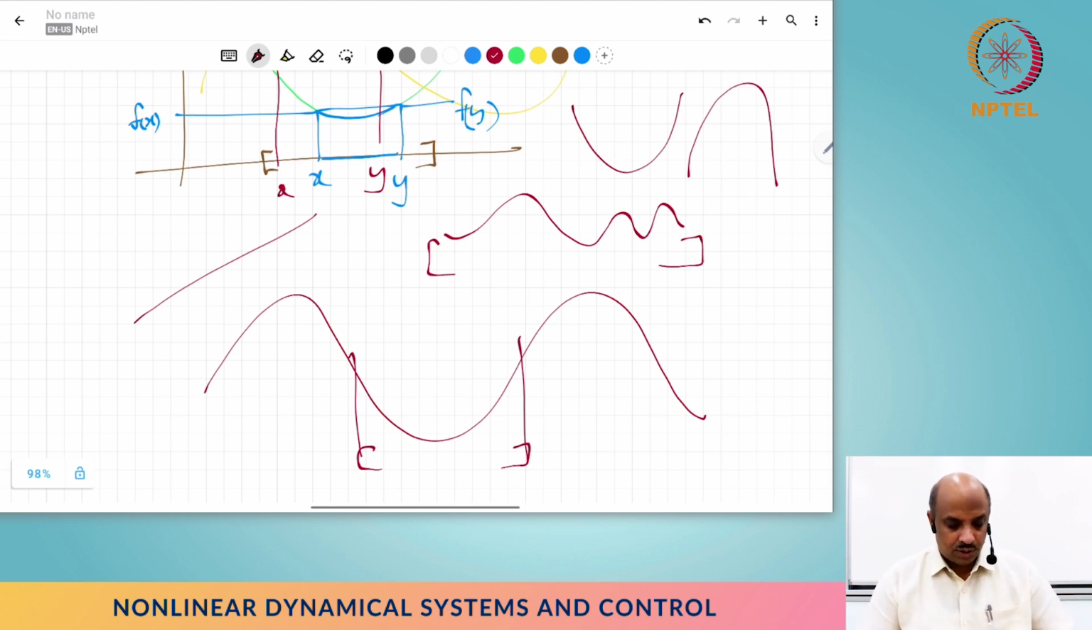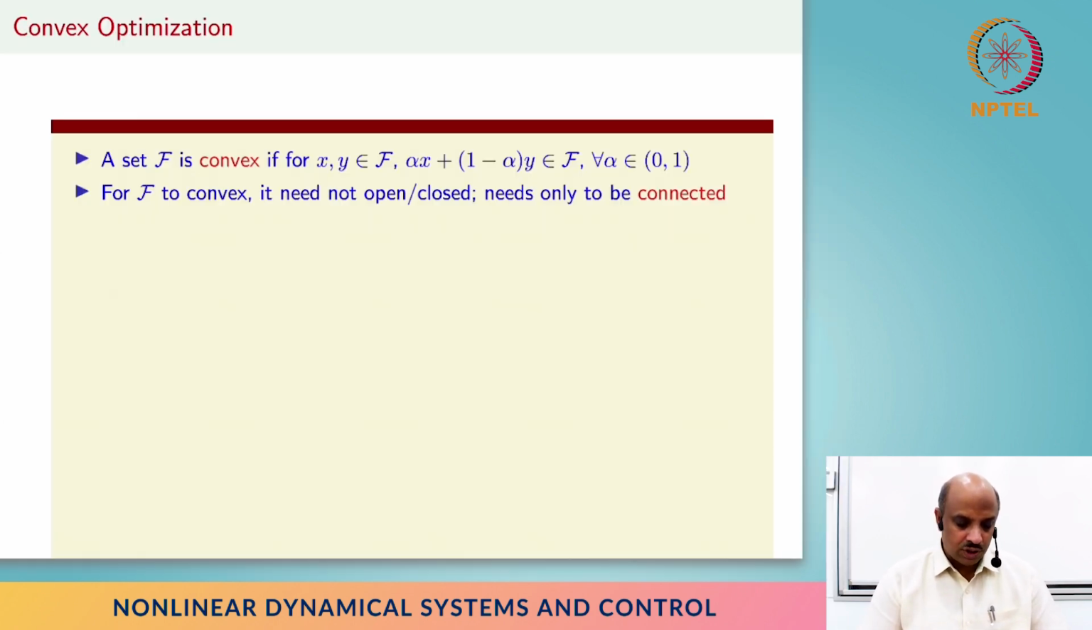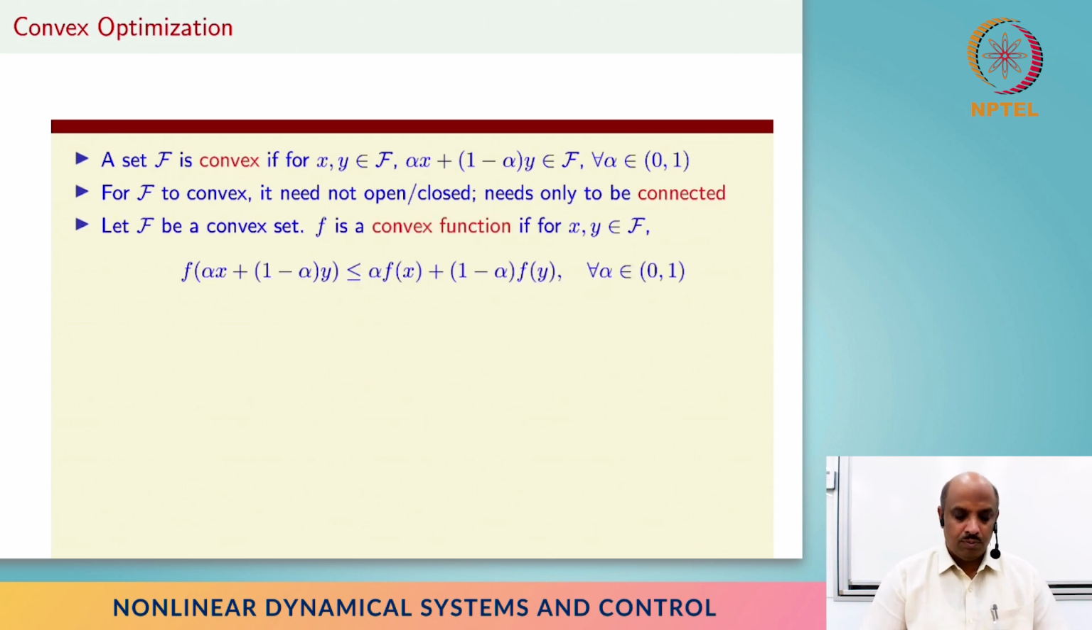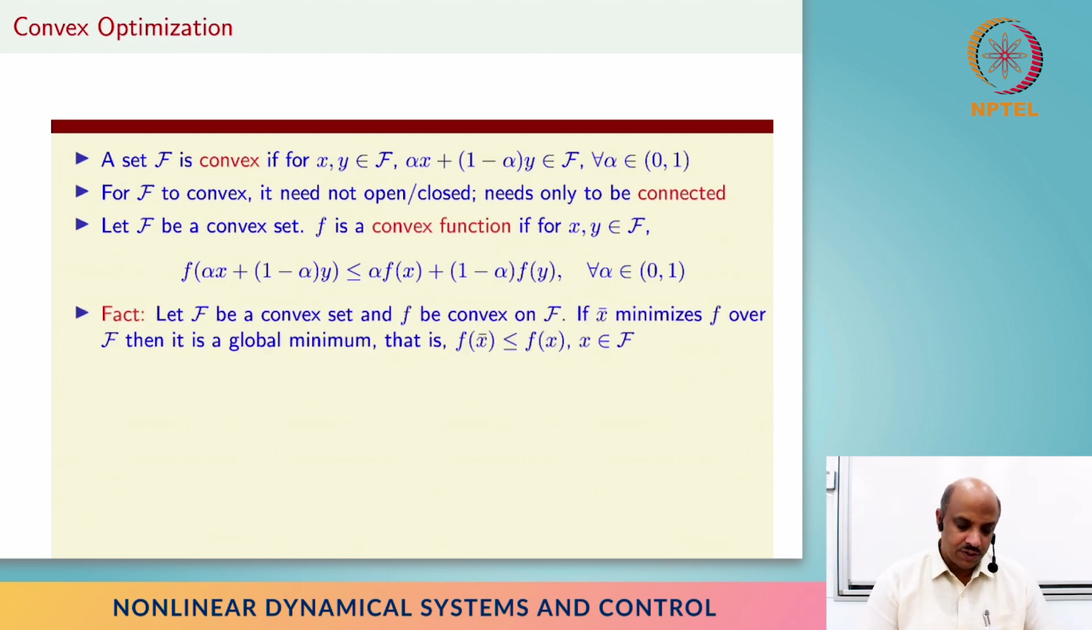It can be defined for a particular set, right? So let's formalize this entire thing. For the set to be convex, it need not be open and closed, as I indicated already, but the only thing is it has to be connected. If it's not connected, we can never get what we want. The entire line cannot be within that. And we already defined this. F is a convex function.